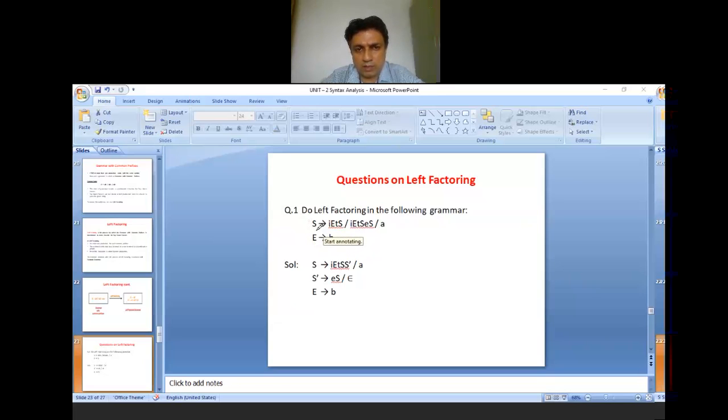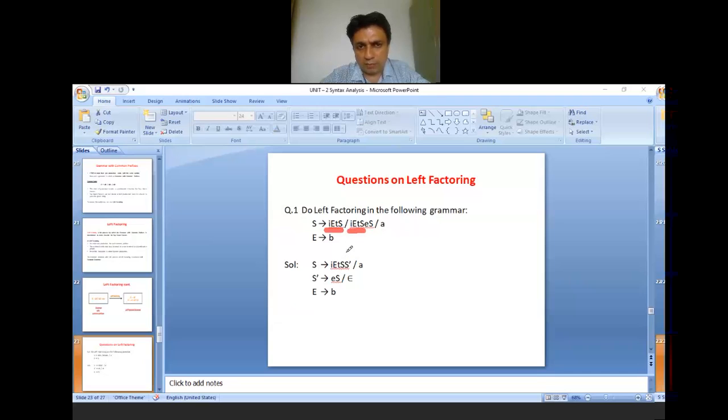Here you can see the production from S. It produces iEtS, then iEtSeS, and a. From the question, you can see iEtS here and iEtS here. This is common in both the productions. So this means this grammar contains left factor and we need to eliminate the left factoring in this grammar.